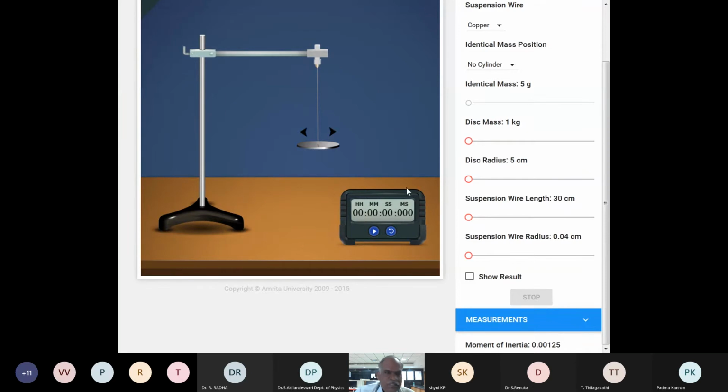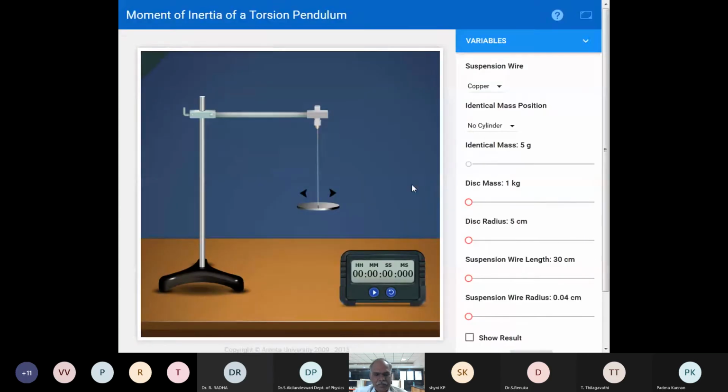So we'll go to the second experiment. So any doubt? Yes, sir, madam. Any doubt? Shall we go to the next experiment?